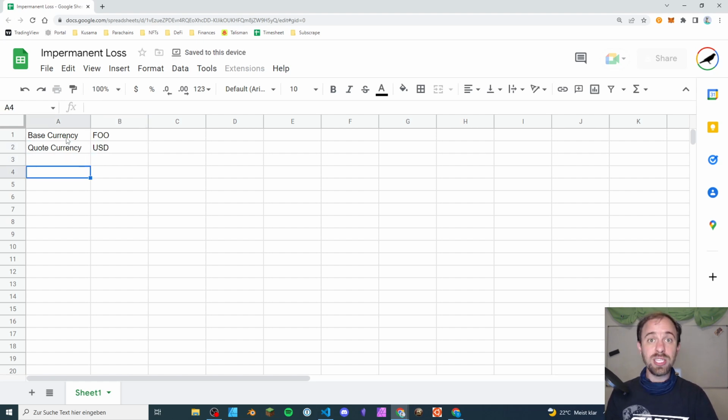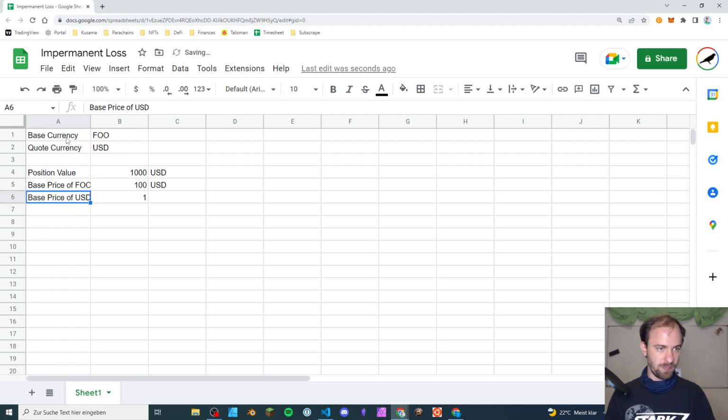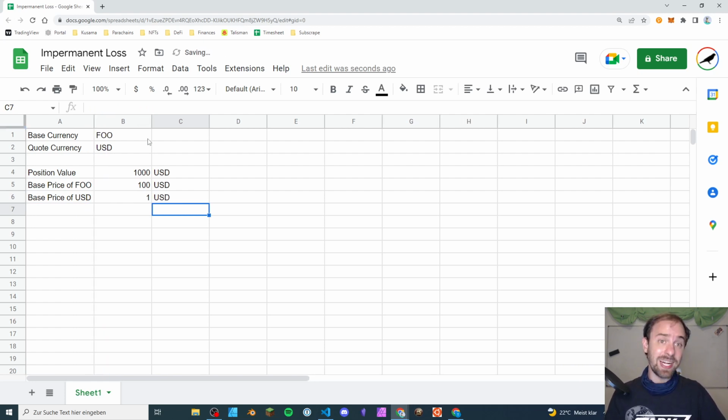Okay, and now we need to flesh out the initial situation. How does the situation look initially? So you have a position size or position value, let's call it position value. This is $1,000, and then let's assume the initial price. So the base price of foo will be, let's say it's worth $100, and the base price of USD will always be $1. We use this here because in theory you could also use other tokens in this example, but we're starting out with a simple example.